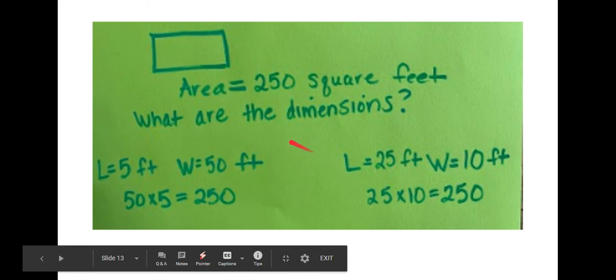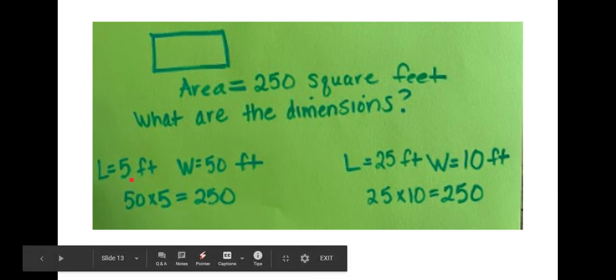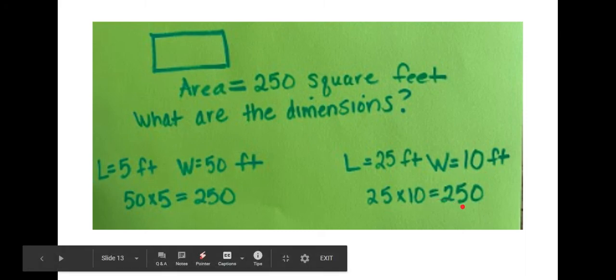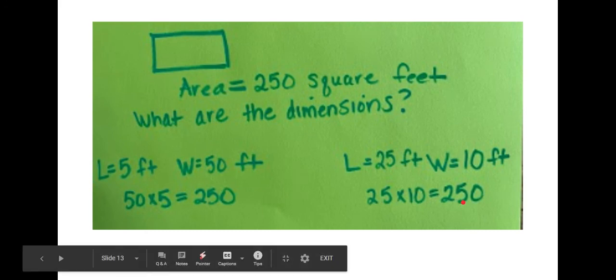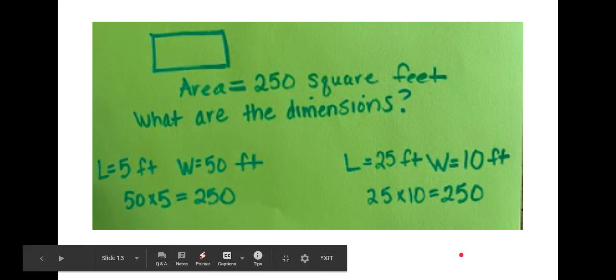Okay, so if I have an area of 250 square feet, here are some possible answers. I could have a length of 5 feet and a width of 50 feet because 50 times 5 is 250 square feet. I could have a length of 25 feet and a width of 10 feet because I know 25 times 10 is 250 square feet. Now, there are more answers that could go with this, but that gives you 2 ways that you could possibly get 250.